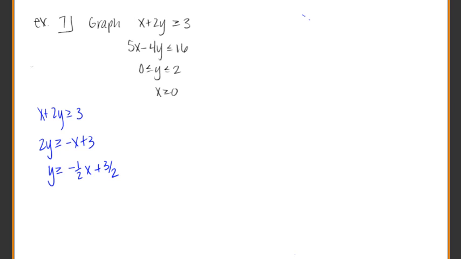Okay, there's 1. Let's go with line number 2. It says 5x minus 4y is less than or equal to 16. So negative 4y is less than or equal to negative 5x plus 16. Dividing everything through by negative 4, we're going to make sure we take a second to reverse that inequality sign. And that'll be a positive 5/4 x minus 4 when I divide by negative 4.